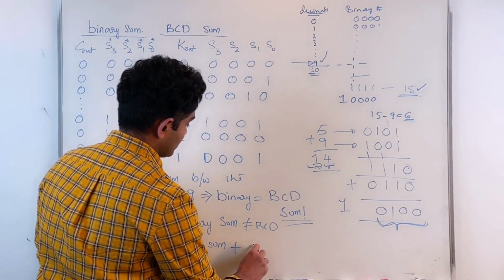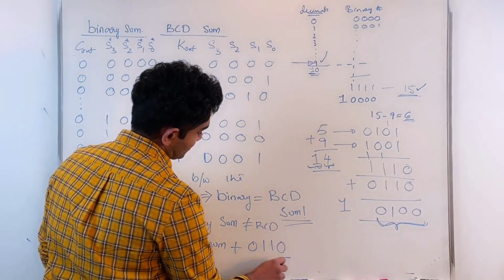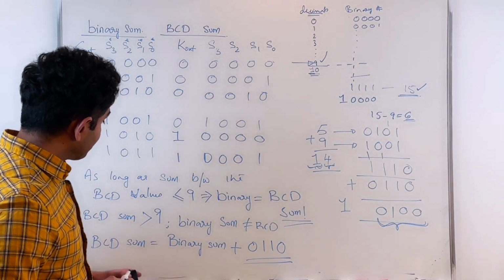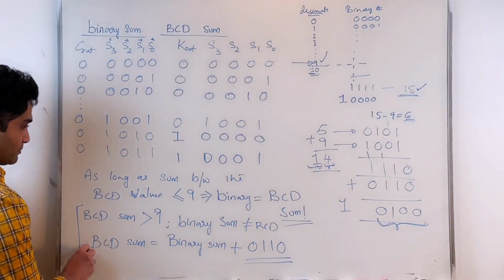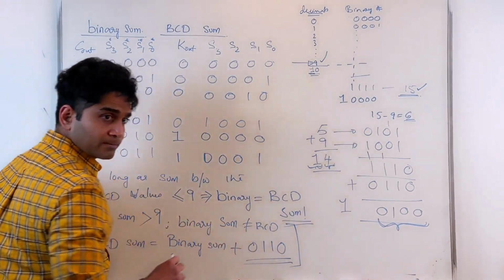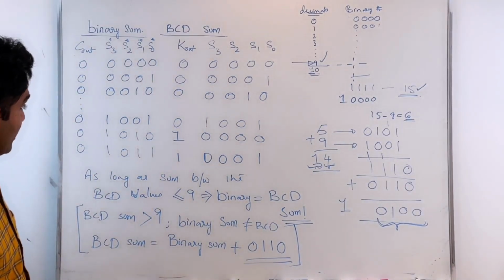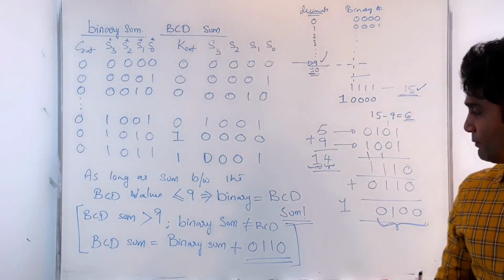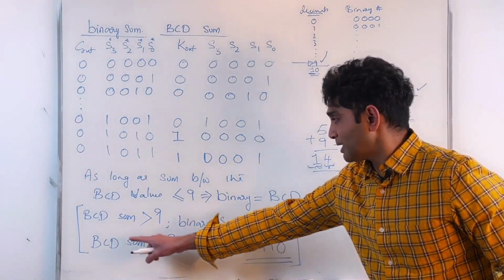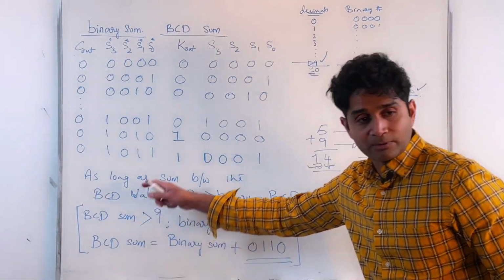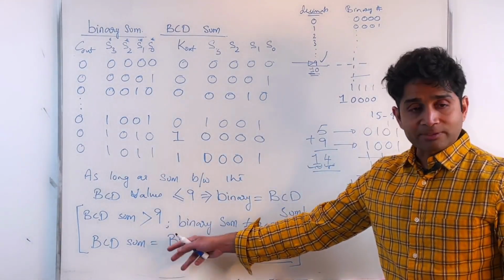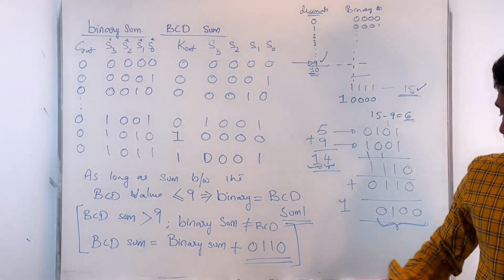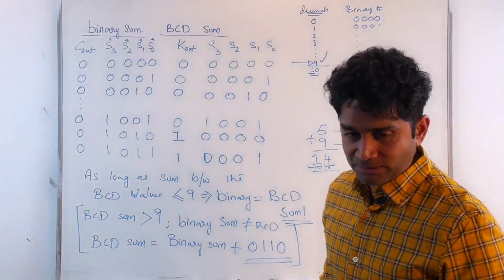Plus 0, 1, 1, 0, 6. We add a factor of 6 to the binary sum to get the right BCD sum only under this condition. Otherwise, I don't have to do anything. As long as the sum is less than or equal to 9, I don't have to do anything. Only when the sum is larger than 9, I have to get the right BCD sum from my adder. I take the binary sum from my adder and add to that 6, and I get the right BCD value.